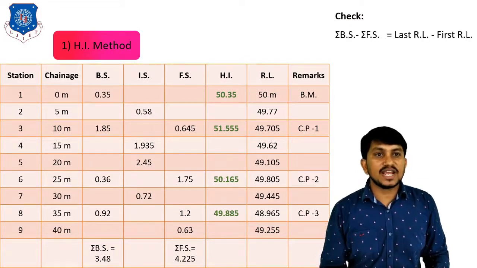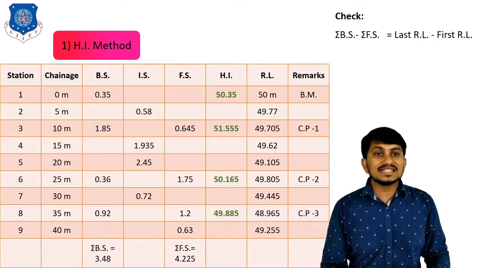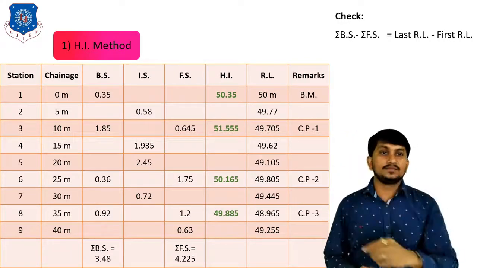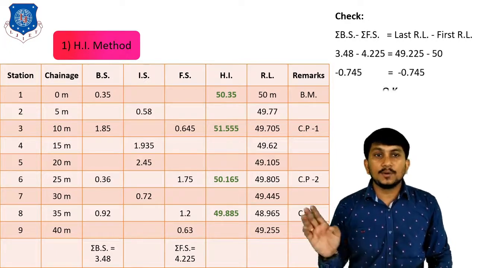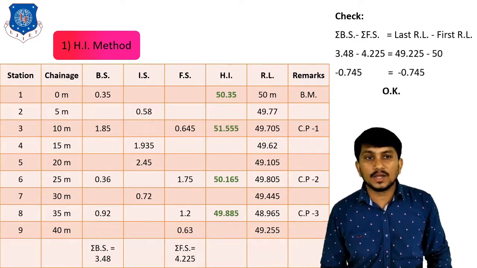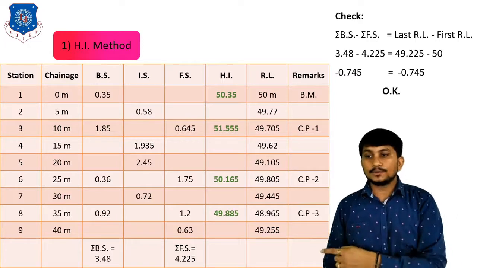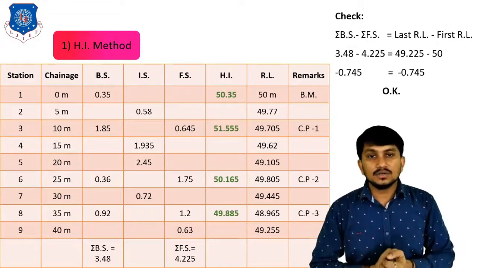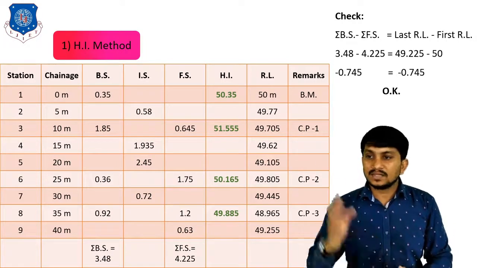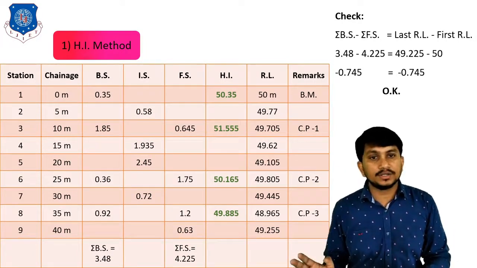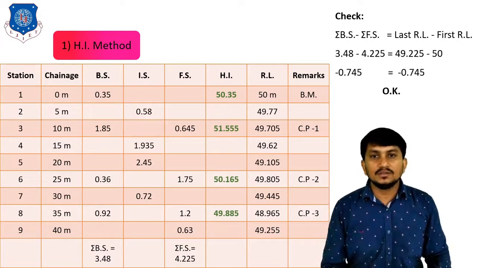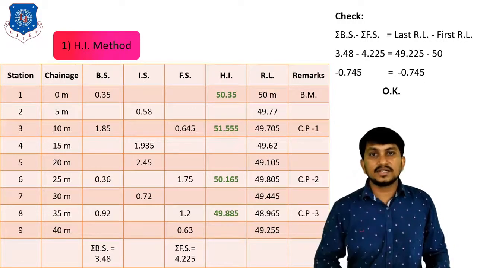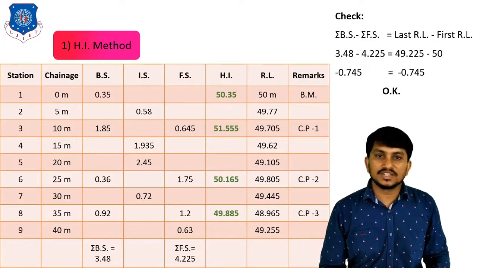In the HI method, the check is like this: sigma BS minus sigma FS should be equal to last RL minus first RL. So 3.48 minus 4.225 should be equal to 49.255 minus 50 meter. Here the values are similar, so the check is okay, and the readings which we have just calculated are the correct ones. This is how we can calculate and check the RL readings using the HI method.